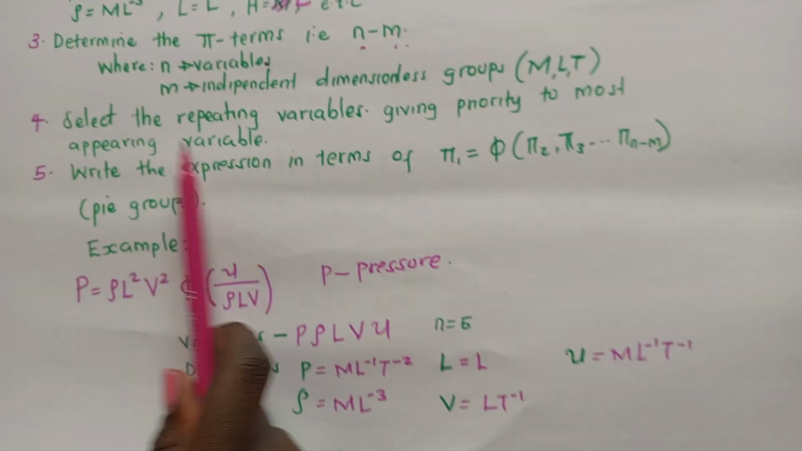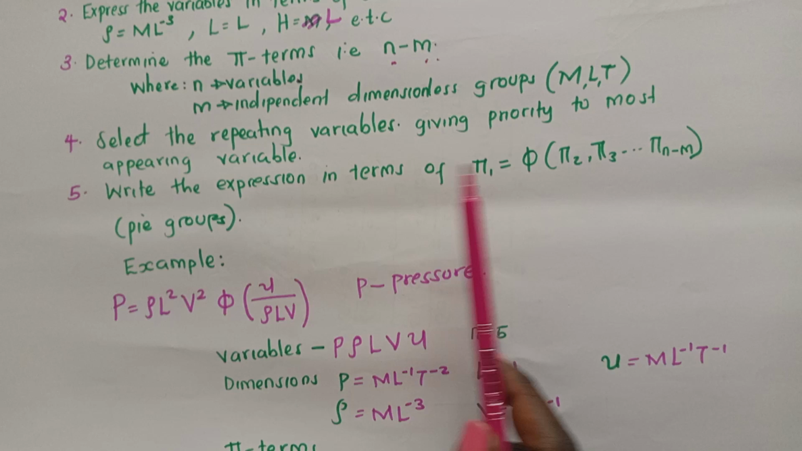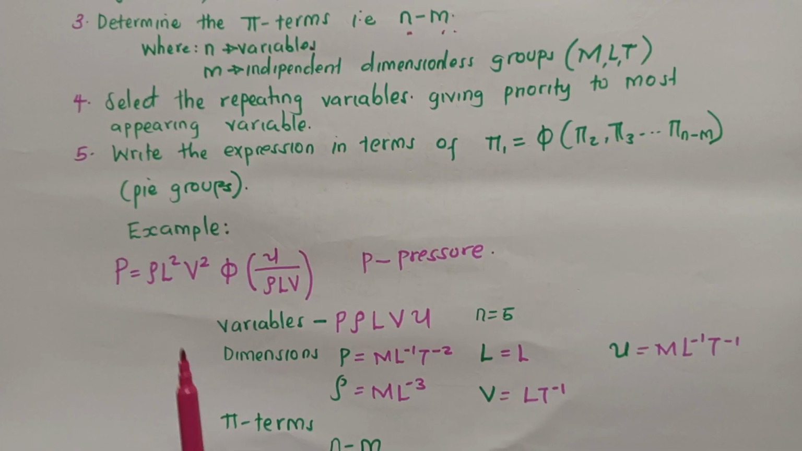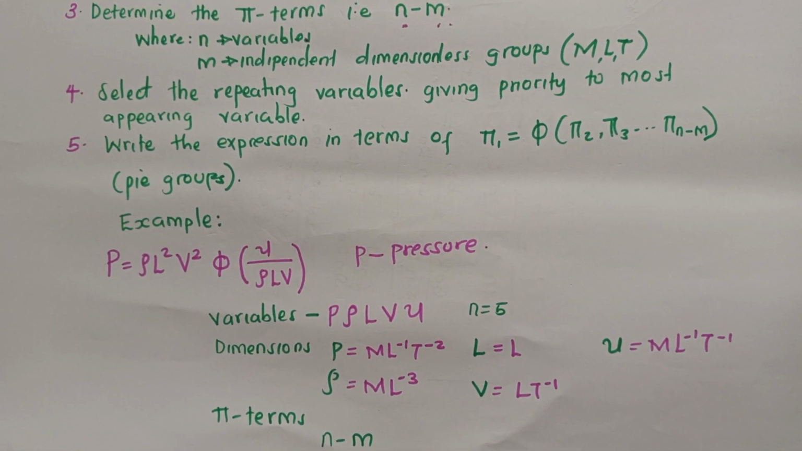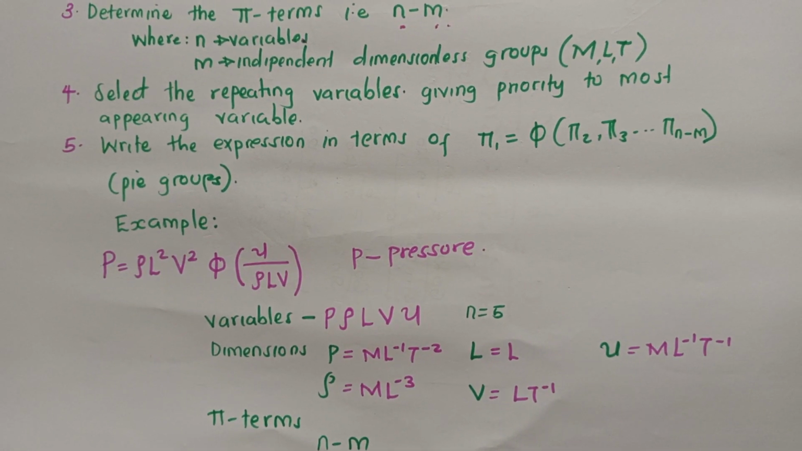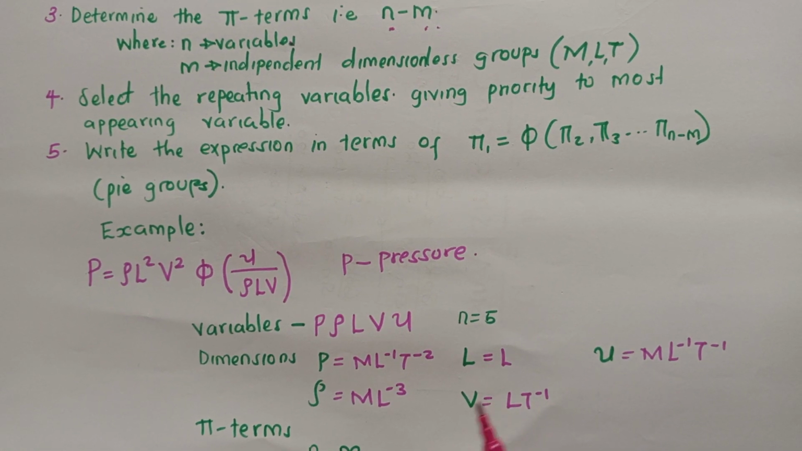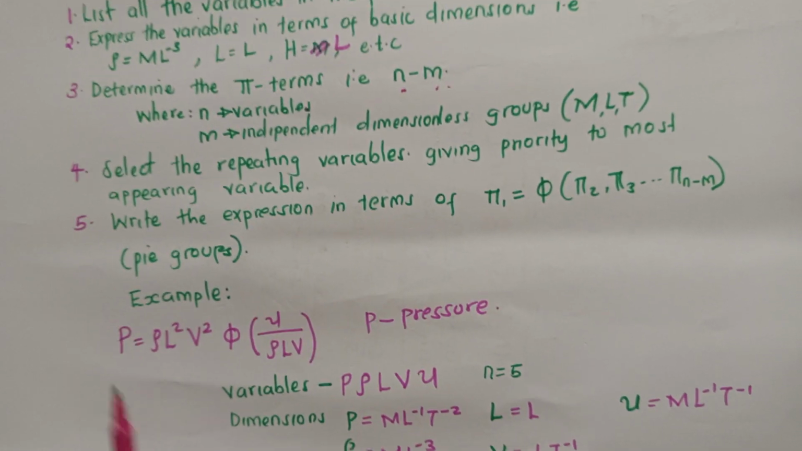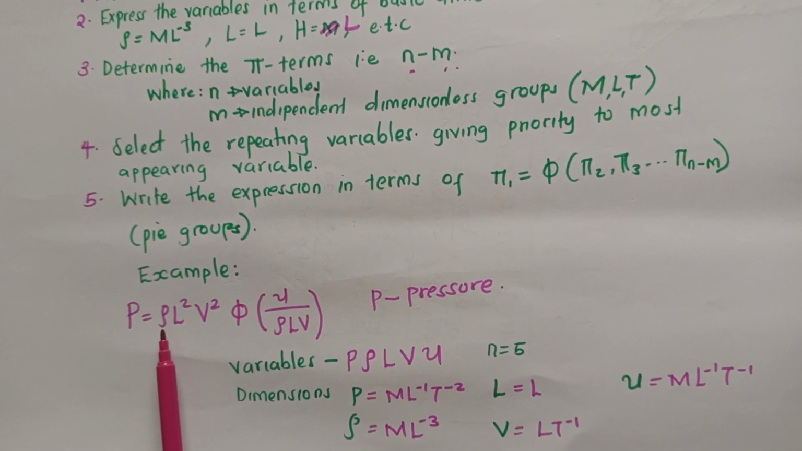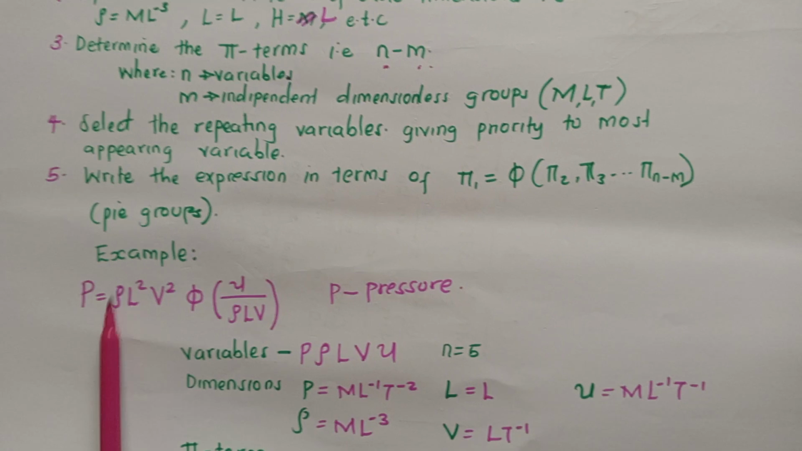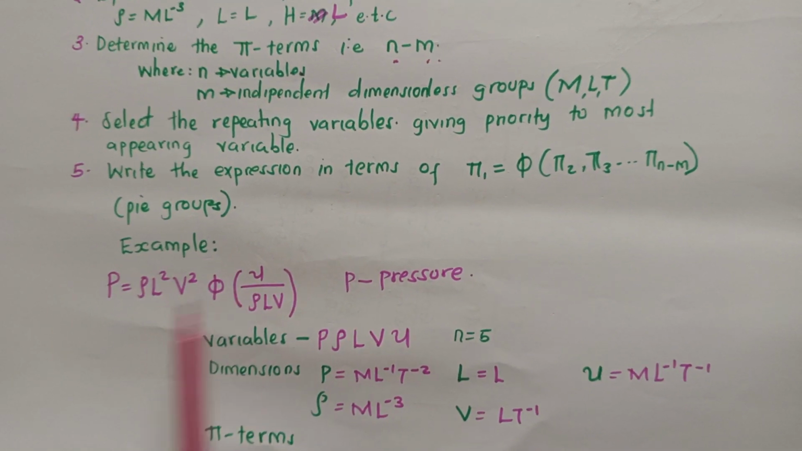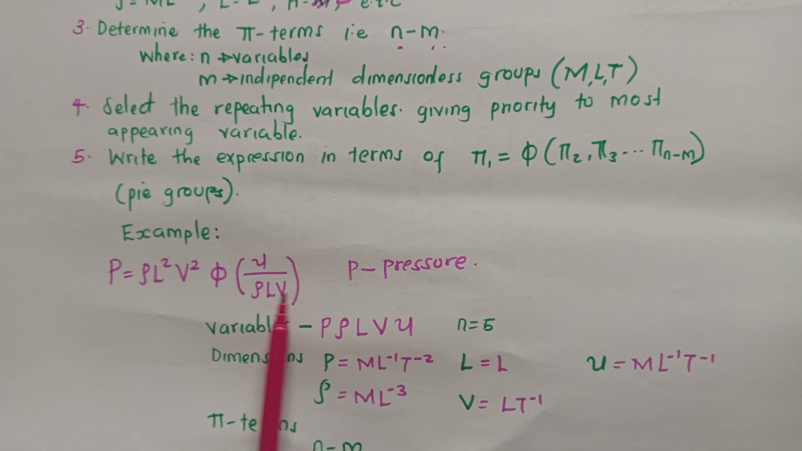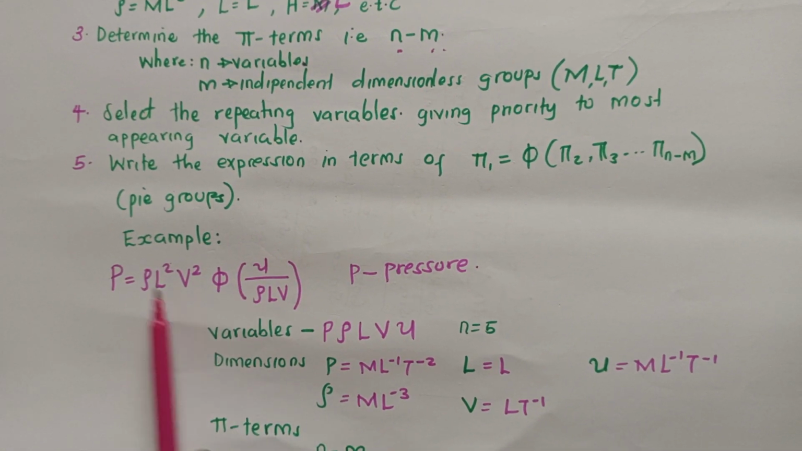Number 4, select the repeating variables, giving priority to the most appearing variable. Let's still have a look at our example here. Remember we're saying that you select the repeating variables. Repeating variables will come from the right-hand side of your problem. So we have P, the density, and all this. We're picking our repeating variables from here. For example, here we have L squared, V squared. We also have L and V here, and the density as well.